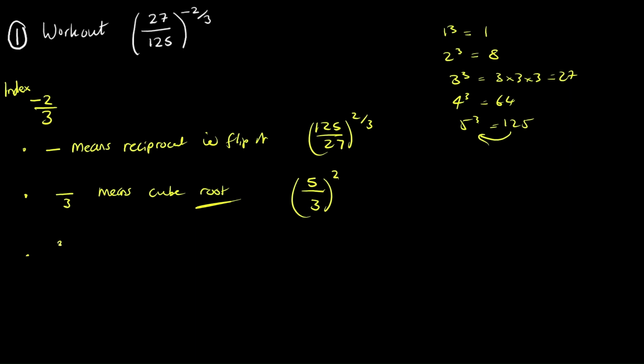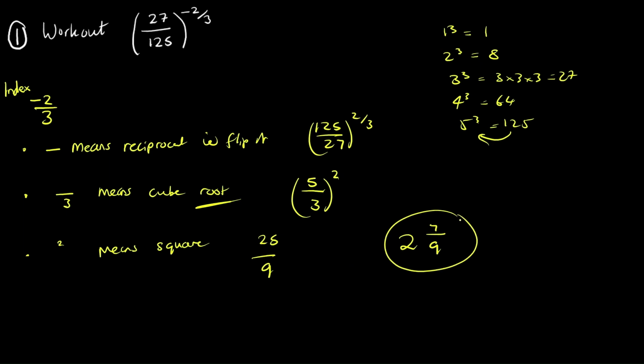Then the little 2 as a power just means square. That was normal. So squaring the top, I've got 25. Squaring the bottom, I've got 9. And it might say write it as a mixed number, for example. So I could say that is 2 and 7/9. 2 times 9 is 18, 18 plus 7 gives us 25. So that'll be one way of writing it.